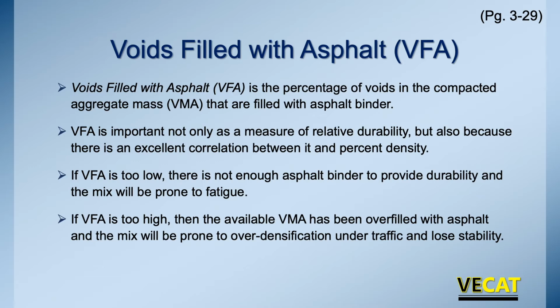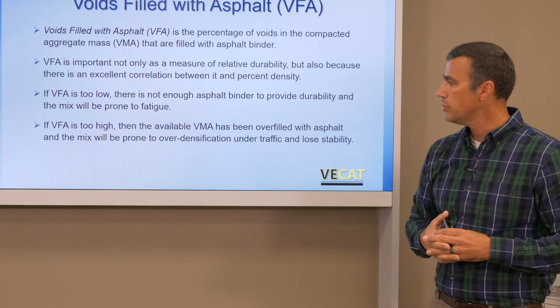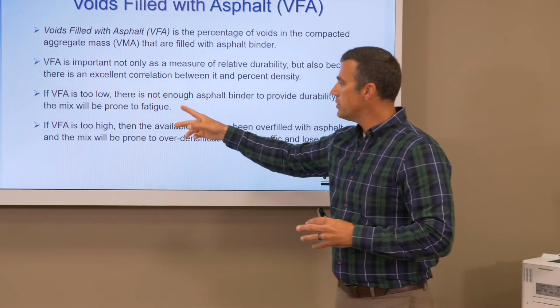And then the third volumetric property, another void property, is looking at something a little different. Now we're looking at what percentage of those VMA voids gets filled up with asphalt, or voids filled with asphalt. It's that percentage of voids in that compacted aggregate mass, or the VMA, that gets filled with asphalt. Okay? VFA is important, not only as a measure of durability, but also because it has an excellent correlation with percent density. So it gives us a good relative idea of how well this mixture is going to compact. 2 different things. It's kind of a balancing act.